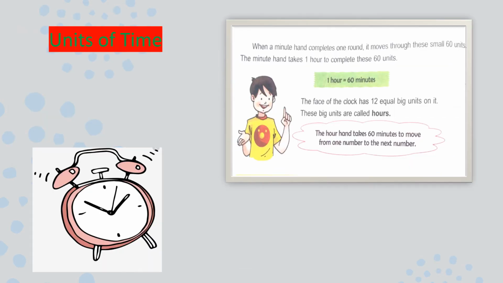When a minute hand completes one round, it moves through these small 60 units. The minute hand takes 1 hour to complete these 60 units. 1 hour is equal to 60 minutes. The face of a clock has 12 equal big units on it. These big units are called hours. The hour hand takes 60 minutes to move from one number to the next number.